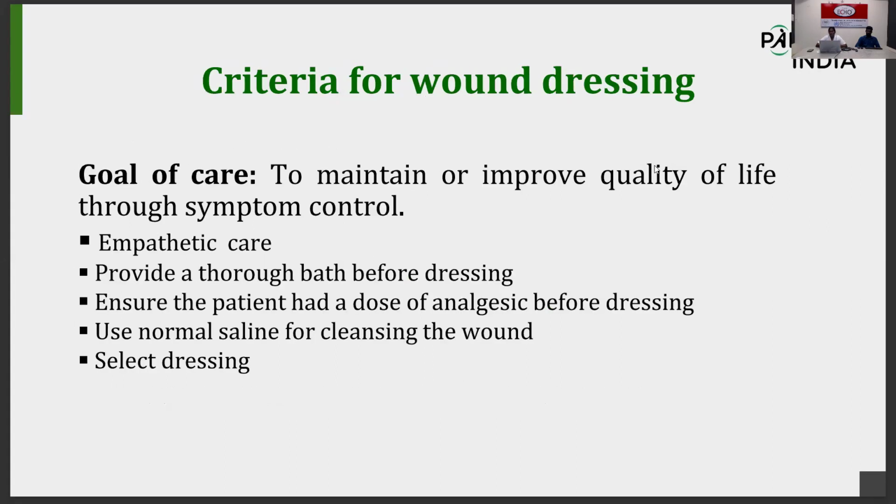Then criteria for wound dressing. In criteria for wound dressing, our main goal of care is to maintain or improve the quality of life through symptom control. As I already said, there is no cure. We cannot cure it completely. We can only improve the quality of life of the patient through symptom control. Here we are using empathetic care. What do you mean by empathetic care? Let's imagine we are in that place. That is empathetic care. Then it is very easy to manage.